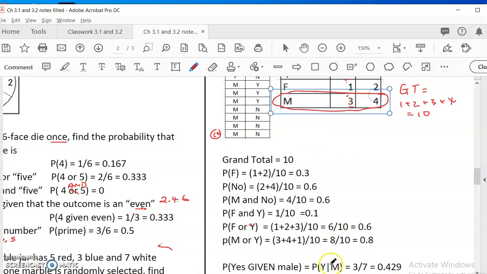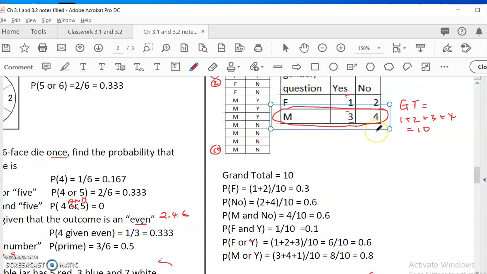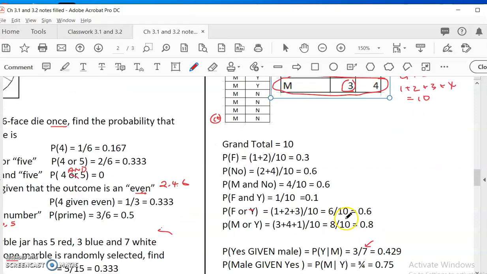So you would just look at this. This is your sample space, 7. And then you only want all these males that answer yes. So look at the column. Which one go yes? This is the one, right? So 3 people in the male would do yes. So it would be 3 out of 7. Okay. Yes, given is a male.